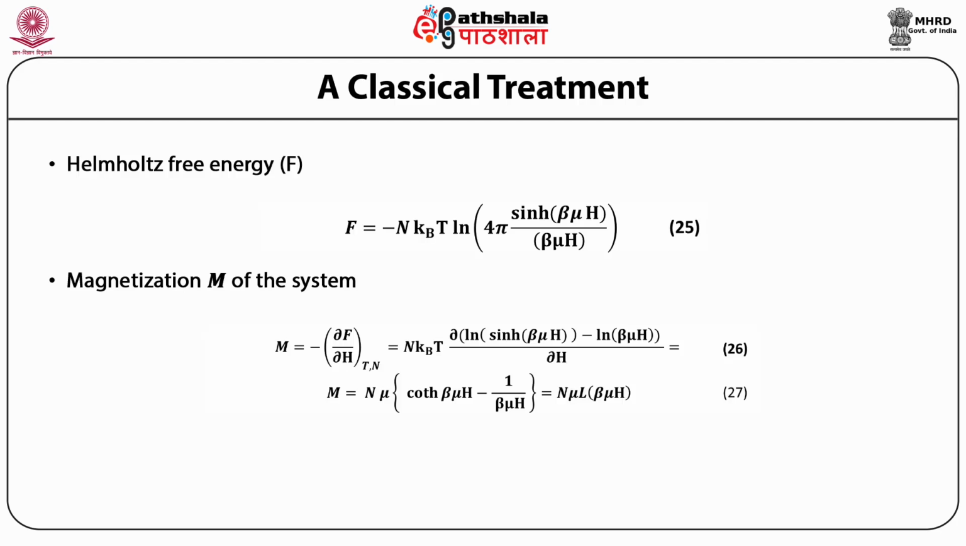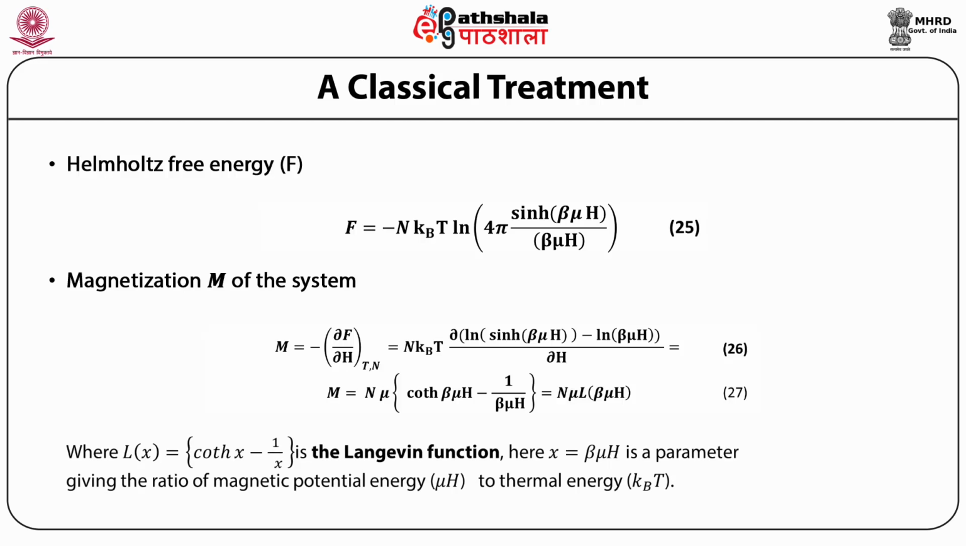Magnetization M of the system can be written as minus the partial derivative of Helmholtz free energy F with respect to H at constant temperature and constant number of particles, which is n k_B T multiplied by the partial derivative of log of sinh(βμH) minus log of βμH with respect to H. M = n μ {coth(βμH) - 1/(βμH)} = n μ L(βμH), where L(x) = coth x - 1/x is the Langevin function.